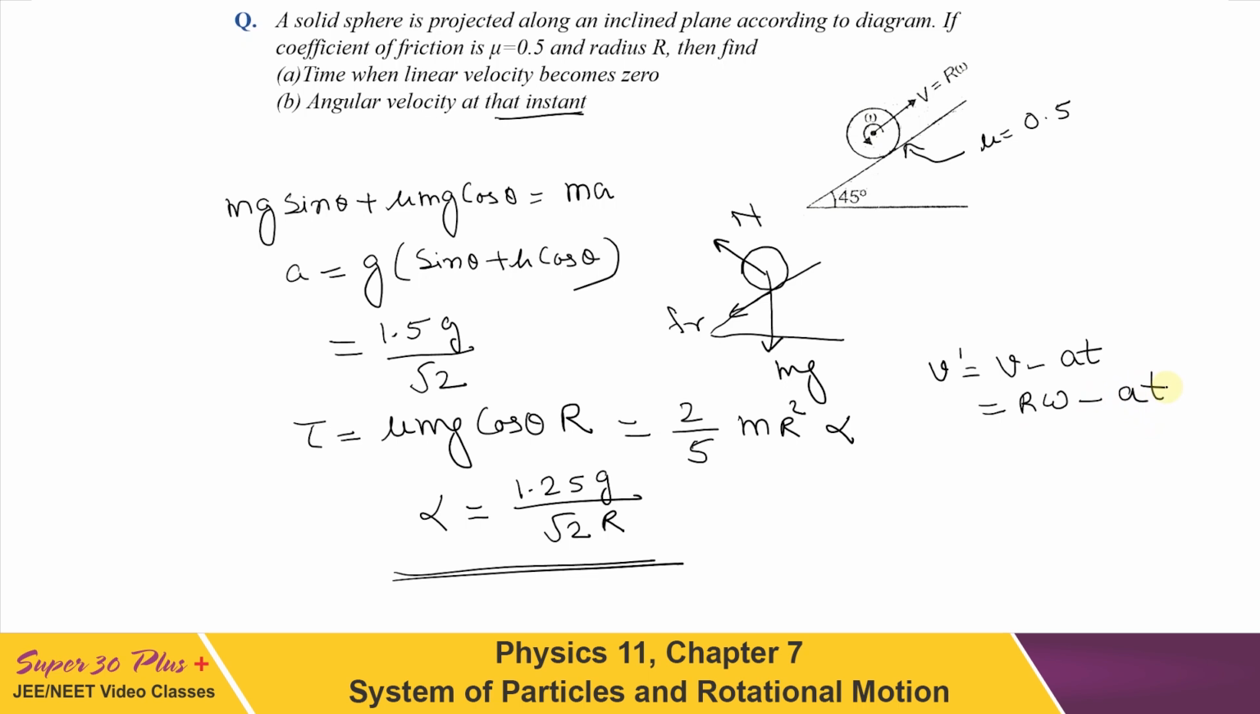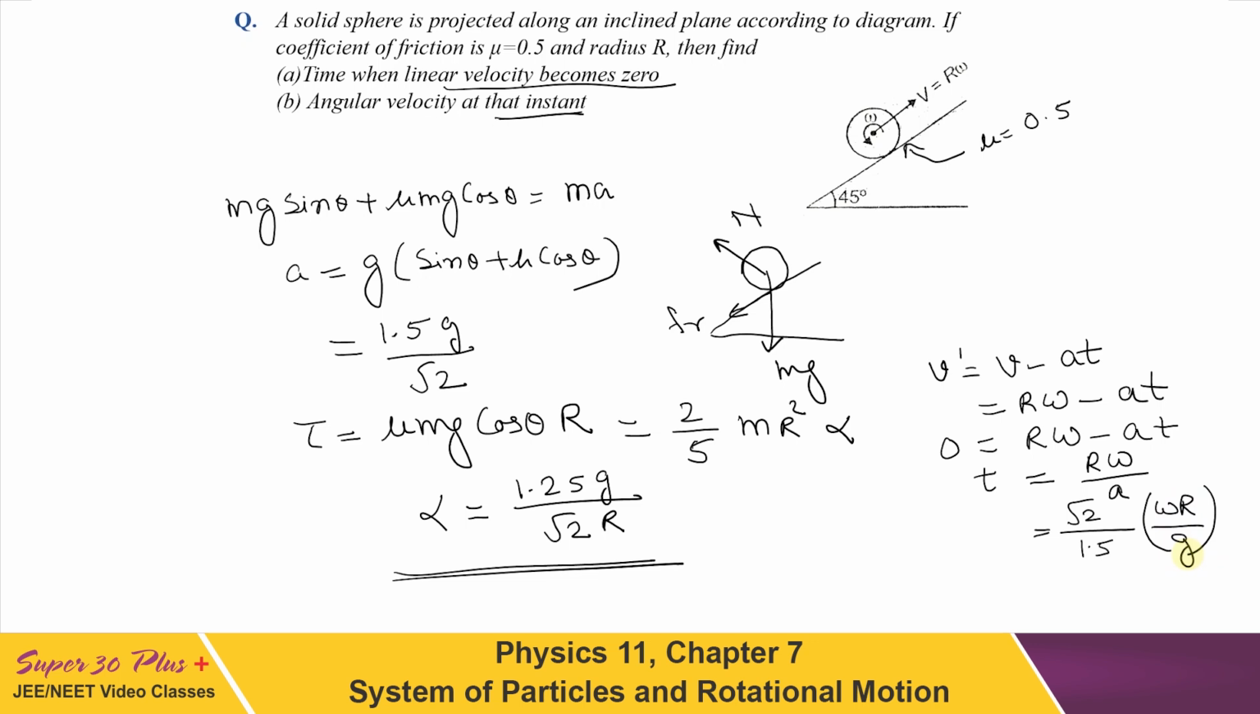Now we have to consider the case when linear velocity has become 0. So just substitute the value 0 here: 0 is equal to rω minus at. What is the value of t then? t is equal to rω upon a, and on putting the numerical values, it will come out to be √2/1.5 times ωr/g. This is the time when linear velocity has become 0.